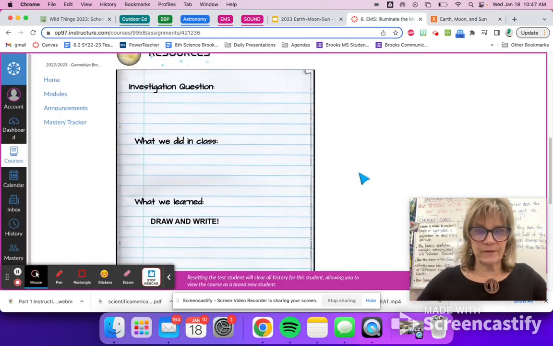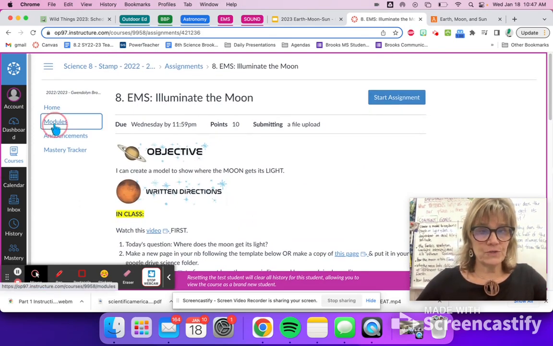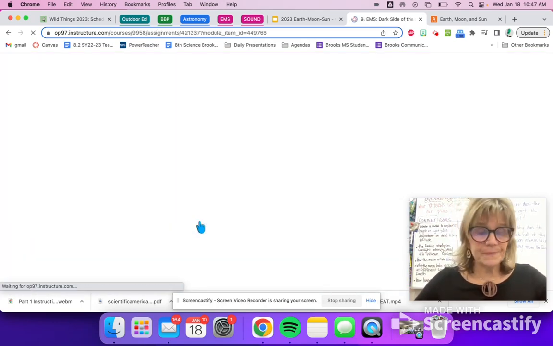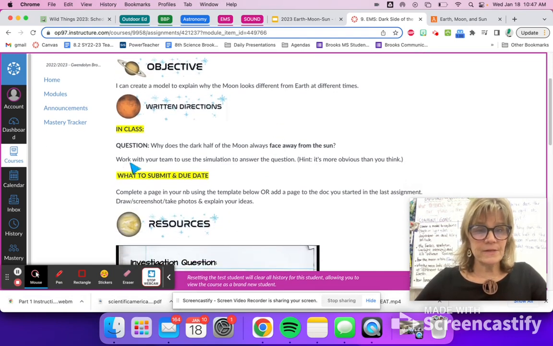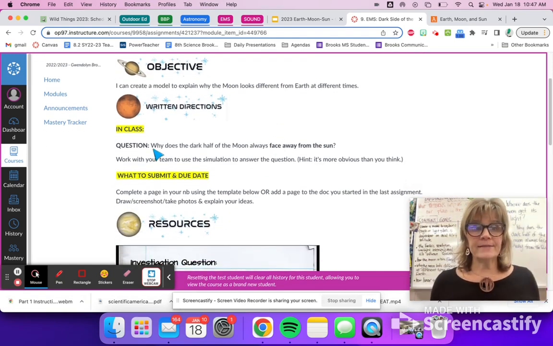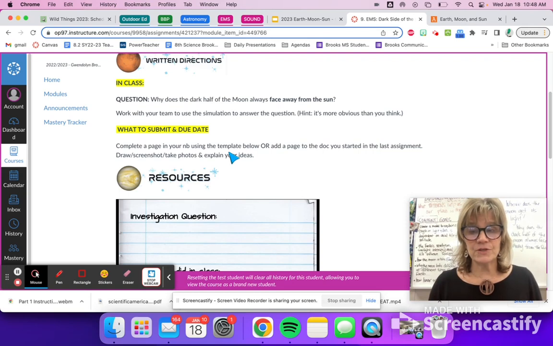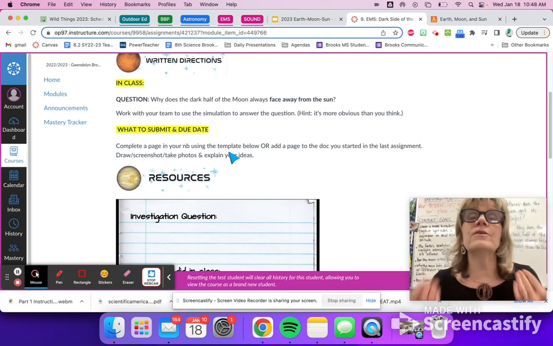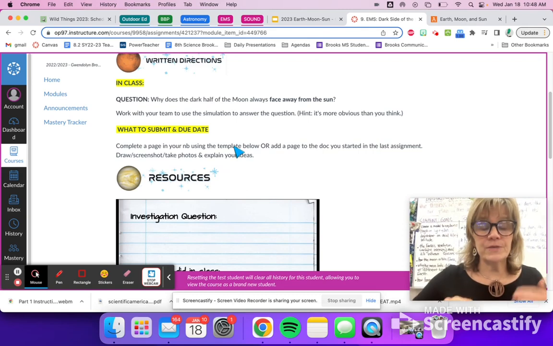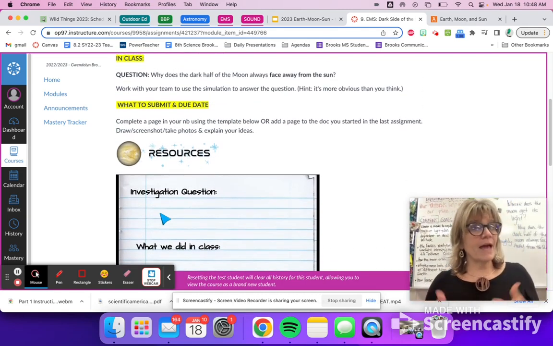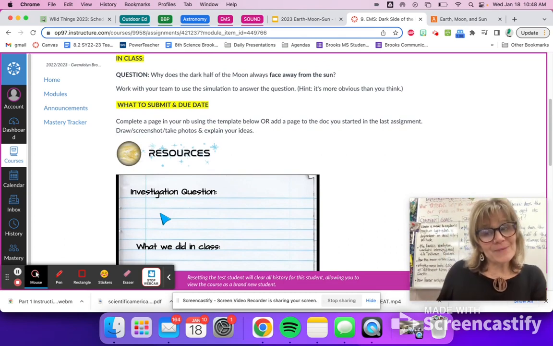When you're finished with this one, make sure you then go to assignment 9, okay? And assignment 9 says dark side of the moon, and you'll notice the directions. The question is, why does the dark half of the moon always face away from the sun? Again, you're going to complete a new page in your notebook using the same template. Your investigation question is, why does the dark half of the moon always face away from the sun?